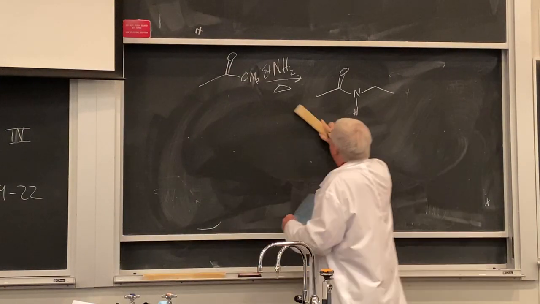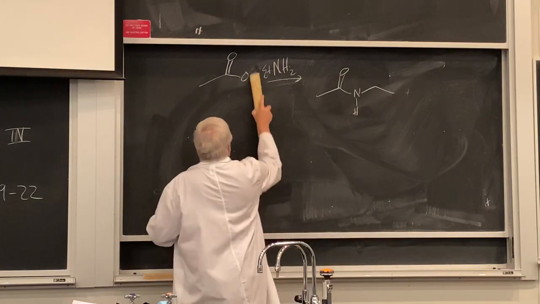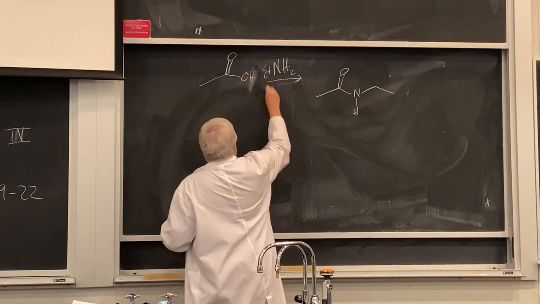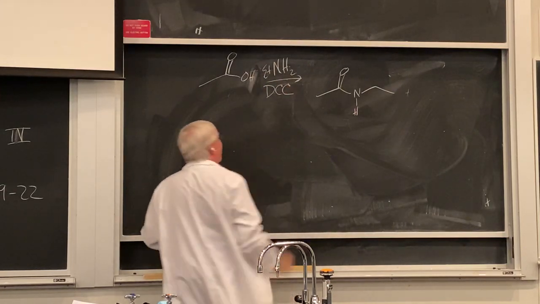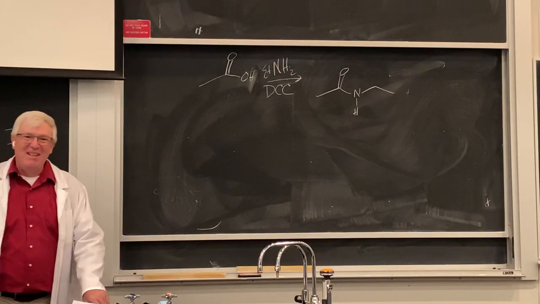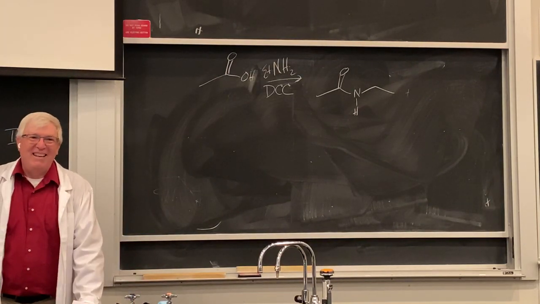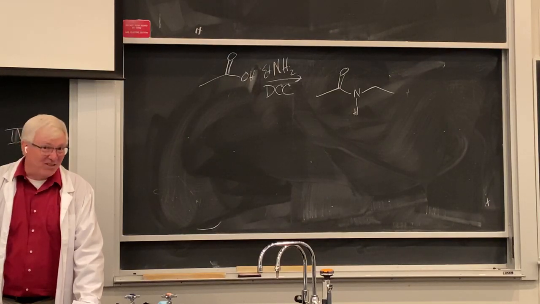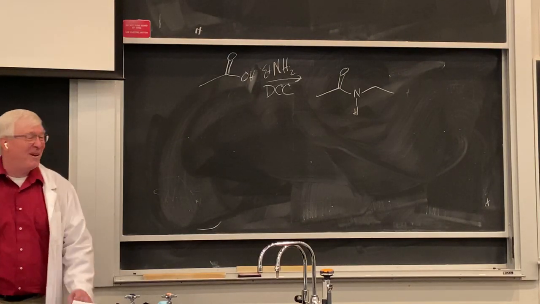All right, one other way to form amides here is to take the corresponding acid with an amine and DCC. Now, what's DCC stand for again? We have PCC, pyridinium chlorochromate, and now we have DCC, which stands for what? Dicyclohexyl carbodiimide, a different reagent.